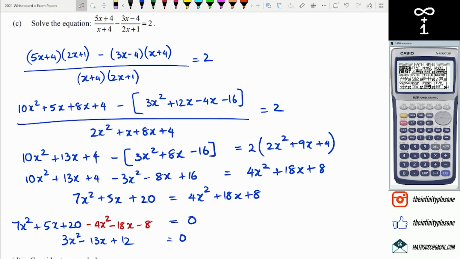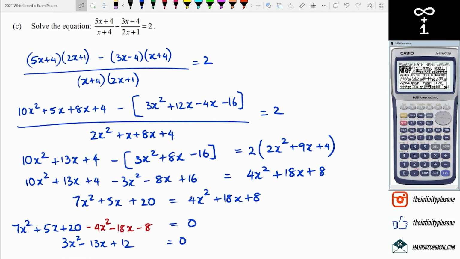So at this point, you can do the whole factorization, or you can actually use the quadratic formula to solve it. But the reality is we've got the graphics calculator, so we're not going to waste time. If you want to do the quadratic formula, by all means, go for it. You're still going to end up with the same answer. So I've got 3, negative 13, 12, and my two answers are x equals 3 and x equals 4/3. So I'm going to write that down. So x equals 3 or 4/3.